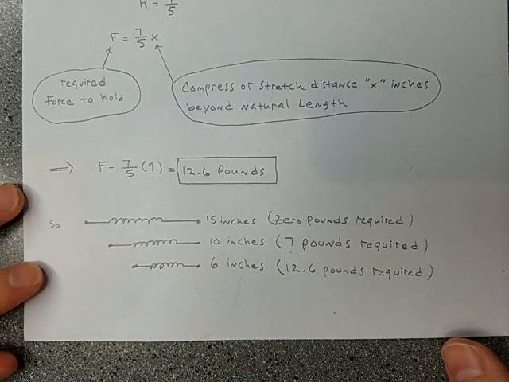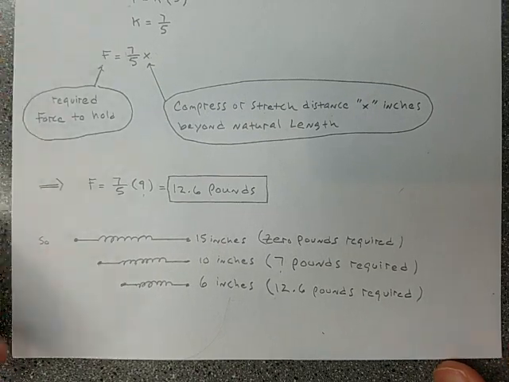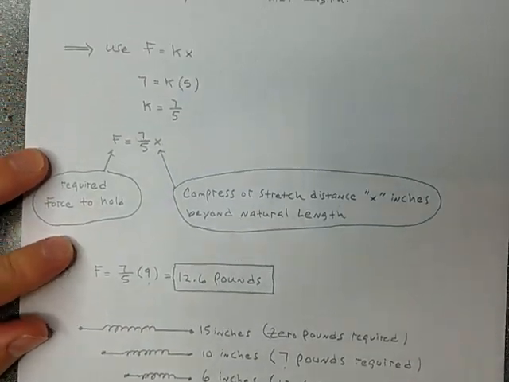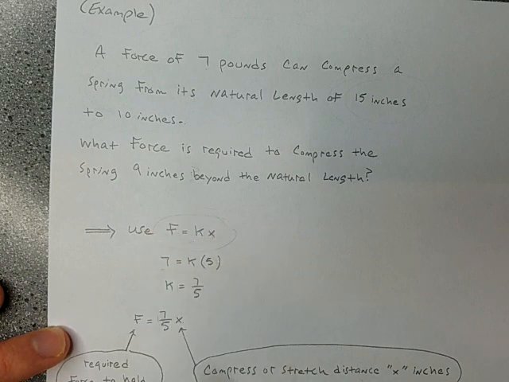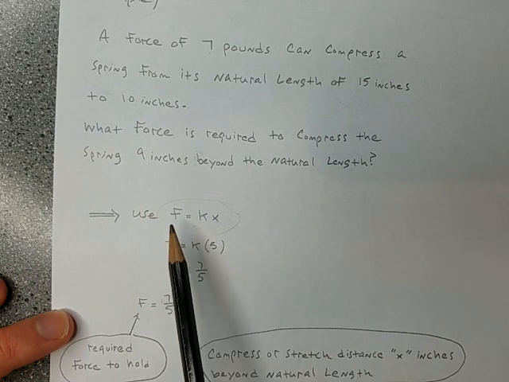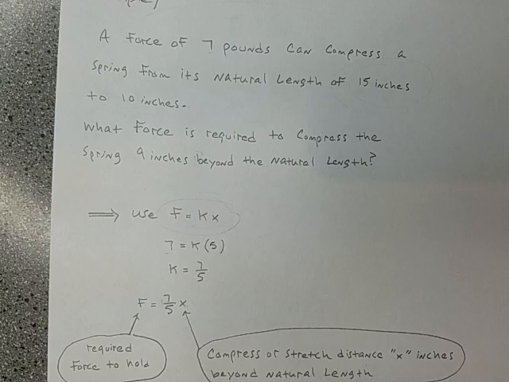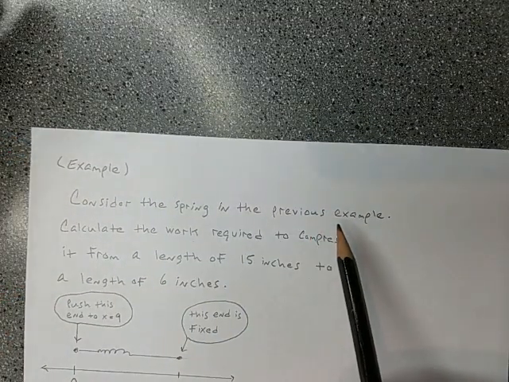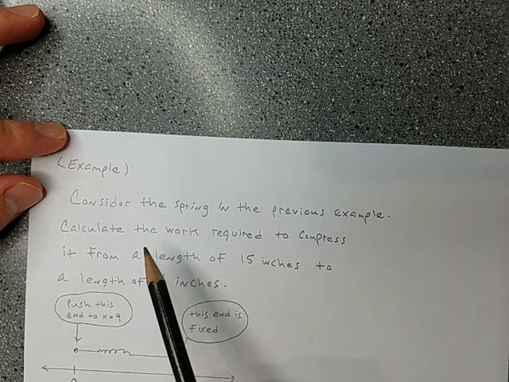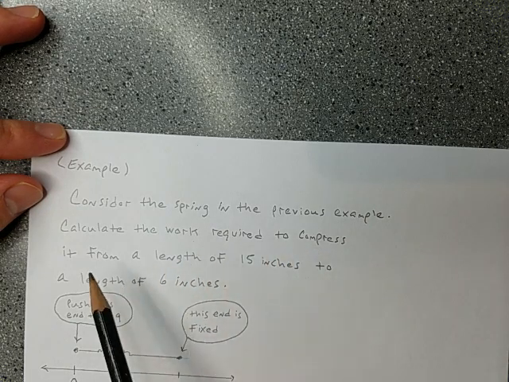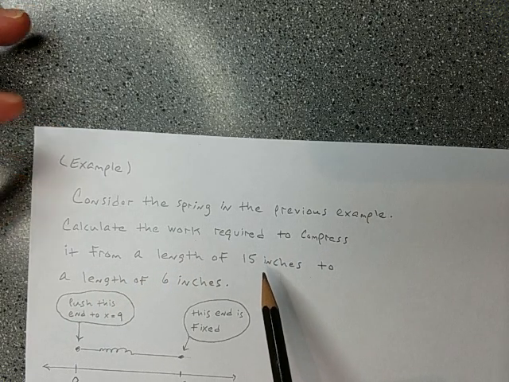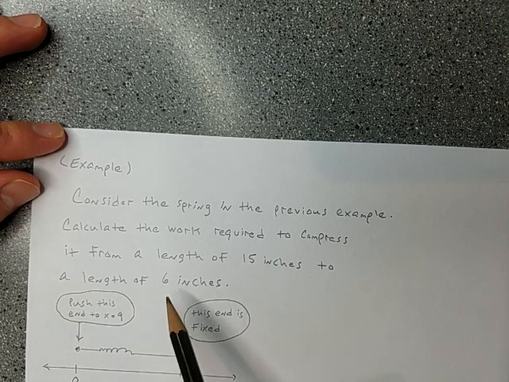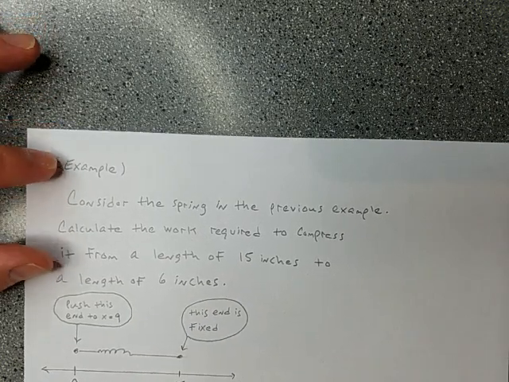Now, let's do something that follows from this. Say we understand our working equation for springs and how to interpret the force and the value of x. Then here's the next thing that we do. Suppose we're dealing with the spring that I just talked about. Can you calculate the work required to compress it from a length of 15, which is its natural length, to a length of 6? How much work?